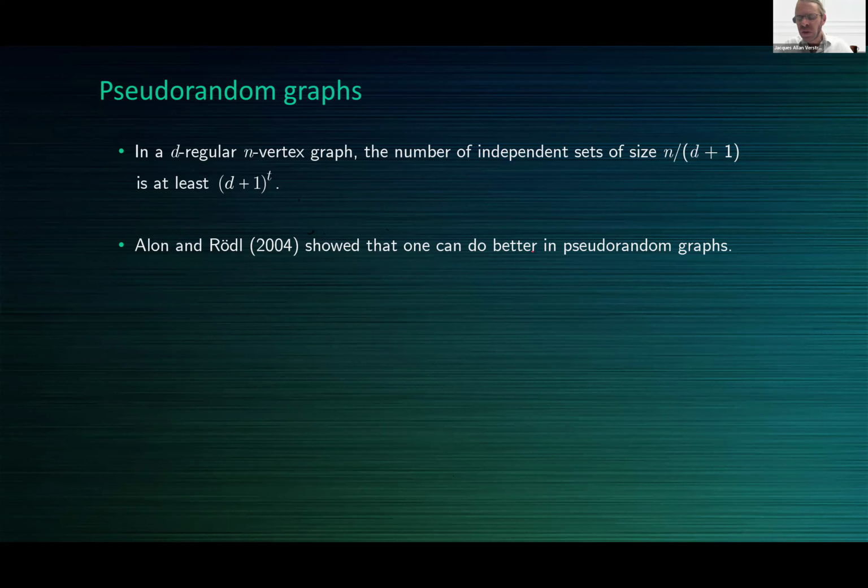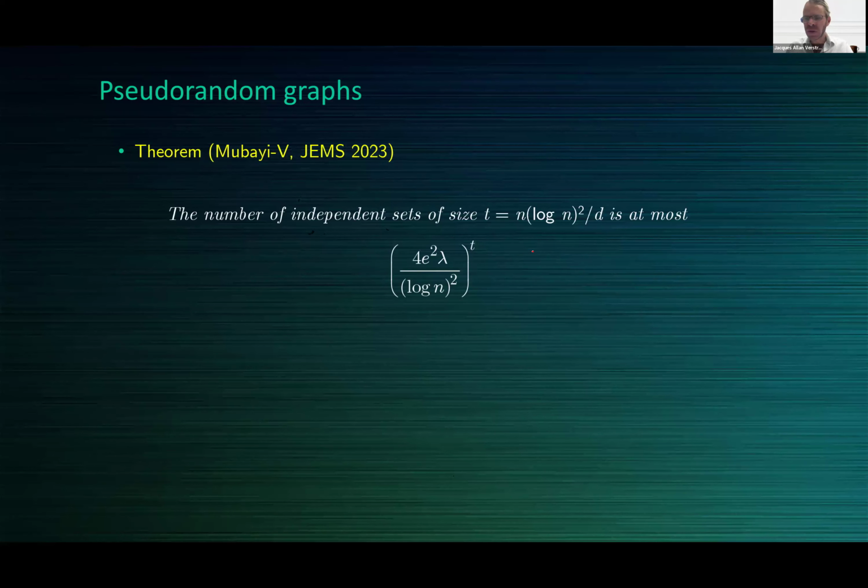So there's really not much you can do for counting these small independent sets of size n over d plus 1 in a d-regular graph. But in pseudo-random graphs, remarkably, it turns out you can actually do better if you count independent sets that are slightly bigger than this. That's going to be a key result. It was originally proved in some form by Alon and Rödl. We kind of got better constants, and we proved the following, that the number of independent sets of size, well, not n over d plus 1, but a little bit more. Right, we slide in a log n squared there. So log n squared bigger than the trivial size independent set.